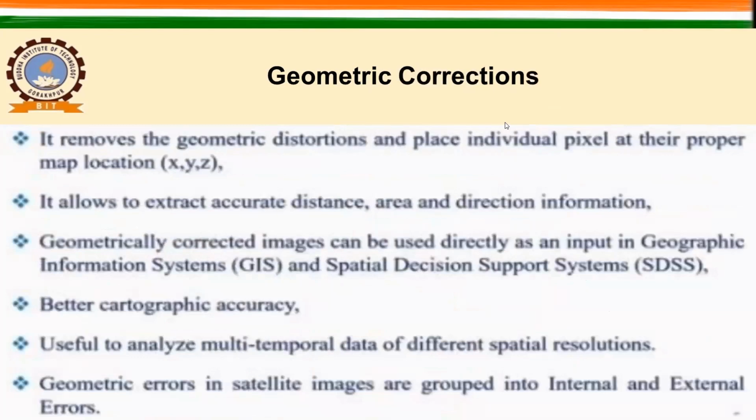ठीक है, तो geometric correction में what we do basically, so it removes the geometric distortion. ये geometric distortion को क्या करता है? Remove करता है and places individual pixels at their proper map location. So here, I have mentioned map location. That means let us start from very basic.